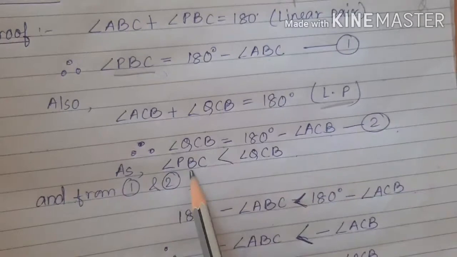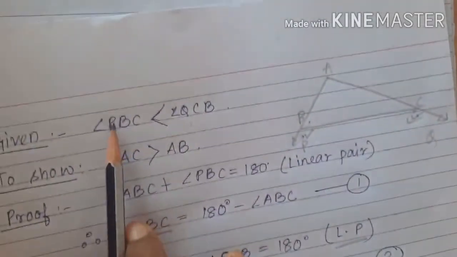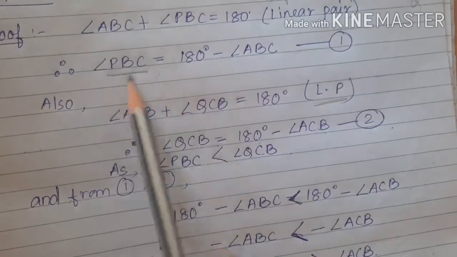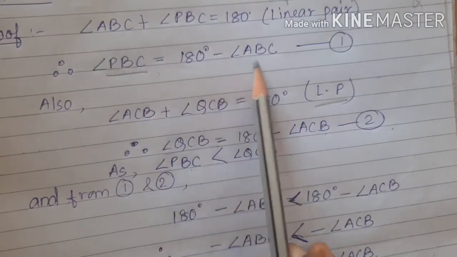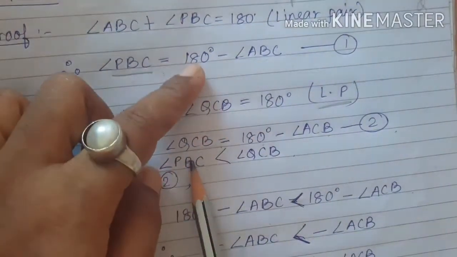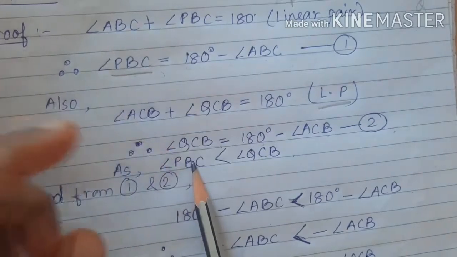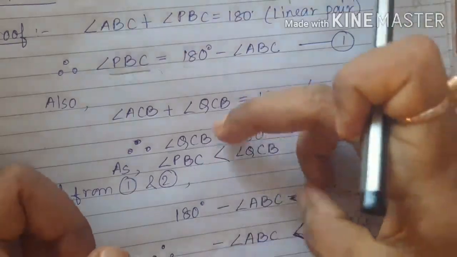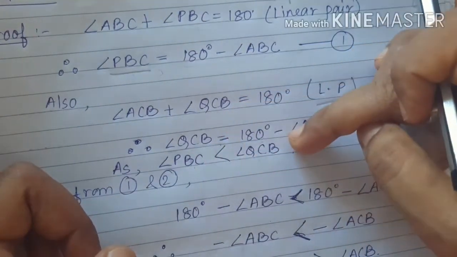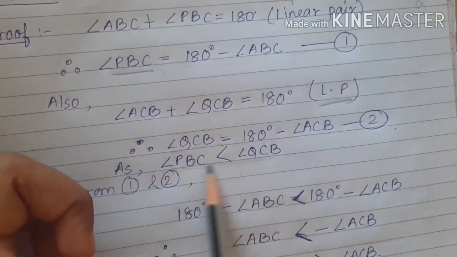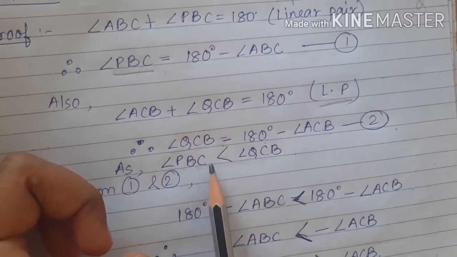As it is already given that angle PBC is less than angle QCB, from equations 1 and 2, what can we write? We can put the value of angle PBC, that is 180 degrees minus angle ABC, in place of this. See, this one I am putting for angle PBC. Similarly, angle QCB can be taken from equation 2. I am putting it from equation 2 in this inequality. See, this is not called an equation, this is called an inequality, because the two sides are unequal.